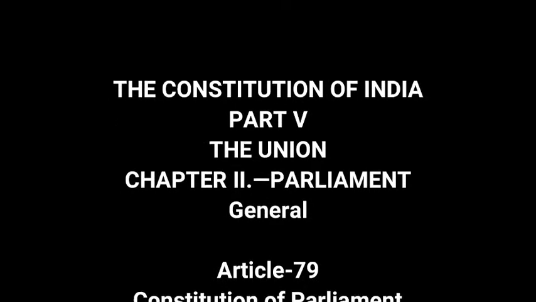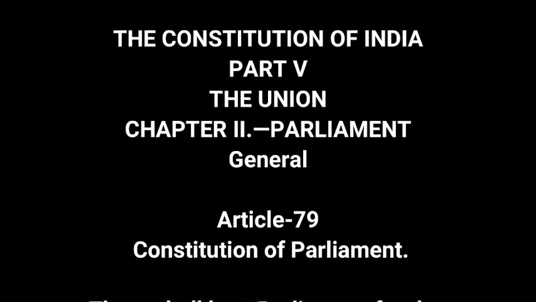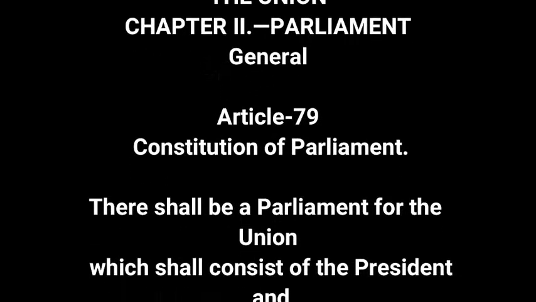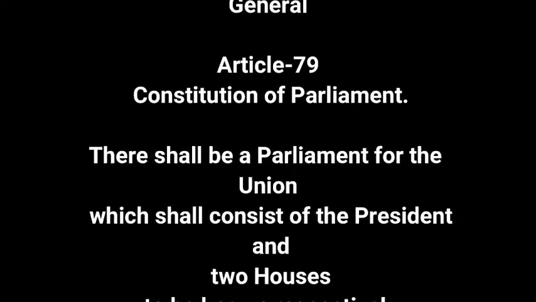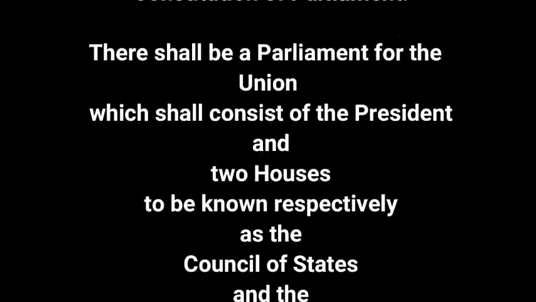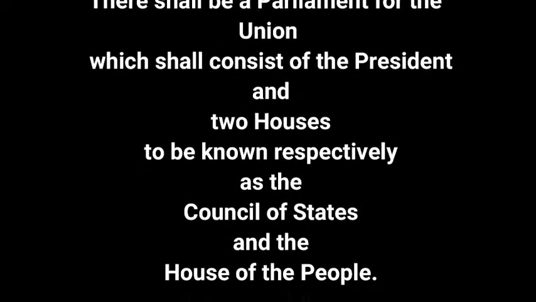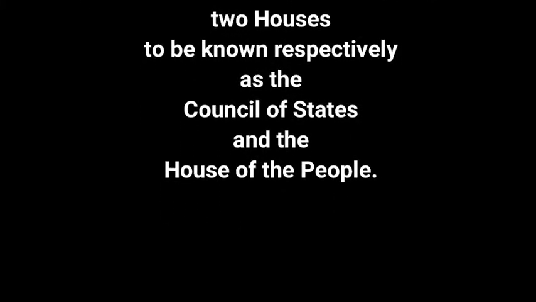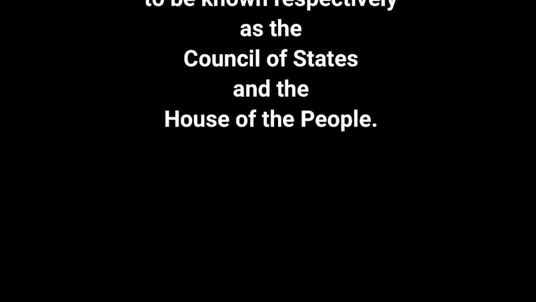The Constitution of India. Part 5. The Union. Chapter 2. Parliament. General. Article 79. Constitution of Parliament. There shall be a Parliament for the Union, which shall consist of the President, and 2 houses, to be known respectively as the Council of States, and the House of the People.